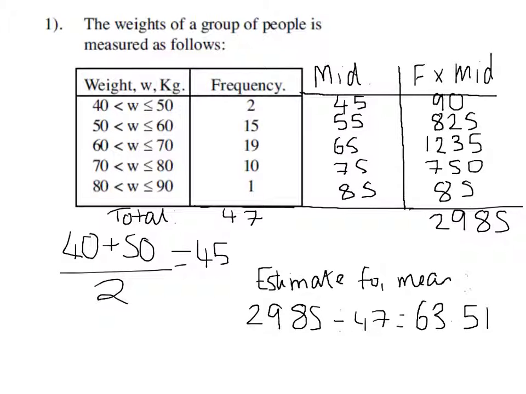And if you see, that kind of makes sense. All of our weights are in between 40 and 90, so 63.51 sounds like a reasonable answer. Remember your units, so it's kilograms, and that is your final estimate. So 4 steps: add extra columns, work out the midpoint, frequency times the midpoint, add up the totals, and do that divided by that.